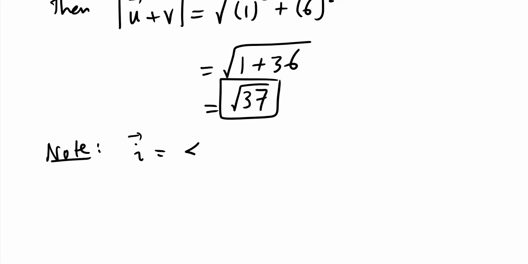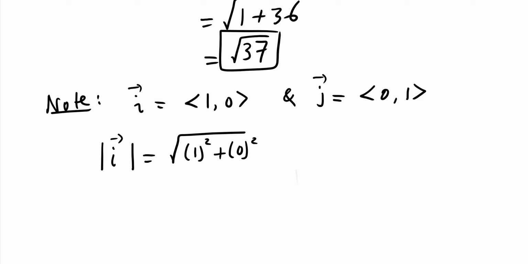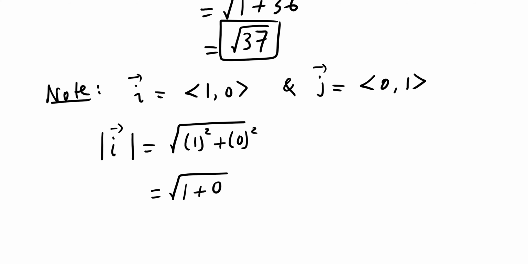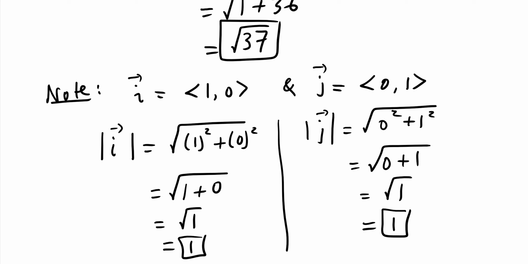vector i has components 1, 0, and vector j has components 0, 1. So if you want to find the magnitude of vector i, it is the square root of 1 squared plus 0 squared. So that gives us the square root of 1 plus 0, square root of 1, which is 1. That's what we call the unit vector. And the magnitude of vector j is the square root of 0 squared plus 1 squared. It's 0 plus 1, again square root of 1, and that gives us also 1. So that's the magnitude of vector j. Those are called unit vectors.